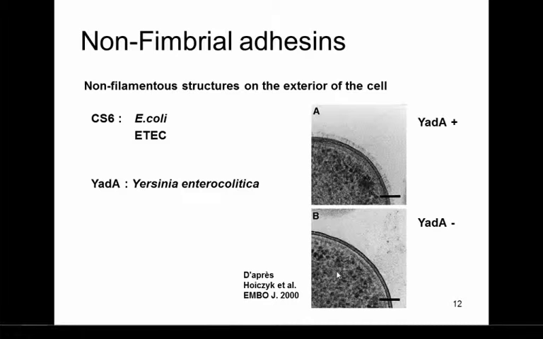Non-fimbrial adhesins is just a catch-all term for any kind of adhesin that is not filamentous. Some pathogenic strains of E. coli use non-fimbrial adhesins. Another one is Yersinia enterocolitica. The non-fimbrial adhesin here is the YadA protein. You can see that it's a protein on the outside that covers the external face of the bacterium. So this is YadA-plus bacteria. If you inactivate this gene, you see this adhesin disappears.